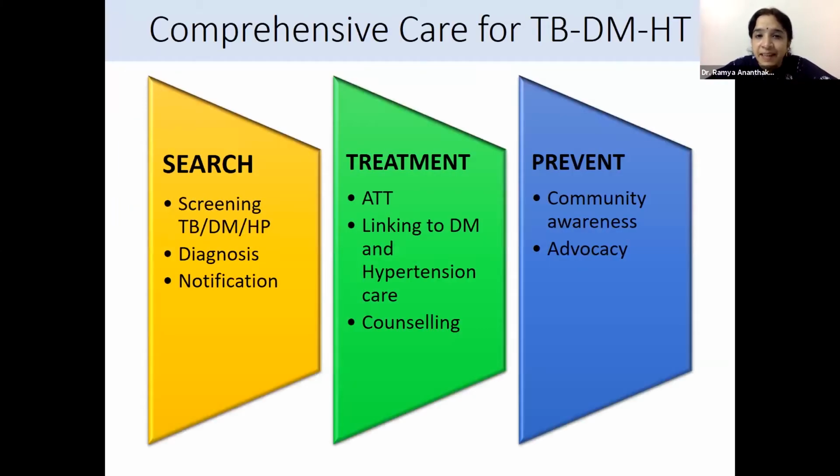So this is basically the search, treat, prevent that we traditionally follow in TB, which is very much superimposed for the NCD care also. For the search, we help screen for TB and diabetes mellitus, we help in the diagnosis and also in the notification. For treatment, we provide access to anti-TB drugs and link patients to diabetes and hypertension care and provide counseling. And we also focus on increasing the awareness of the community and advocate with the program for better testing and access. Next slide.